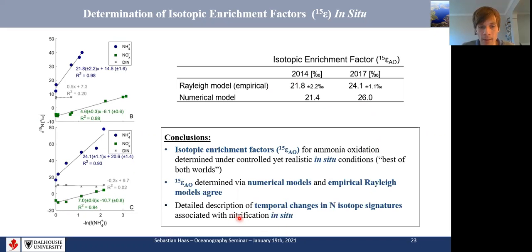And as shown in the previous slide, this detailed description of temporal changes in nitrogen isotope signatures associated with nitrification in the field is fairly unique and will be able to be used in the future as sort of a blueprint, maybe also for studies that have less resolution in stable isotope measurements, to understand details of what's going on in isotopic signature changes associated with nitrification.